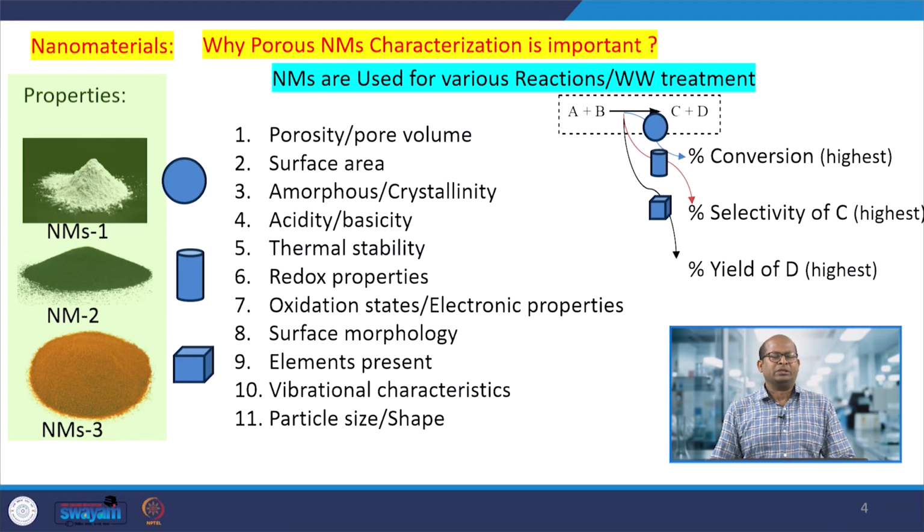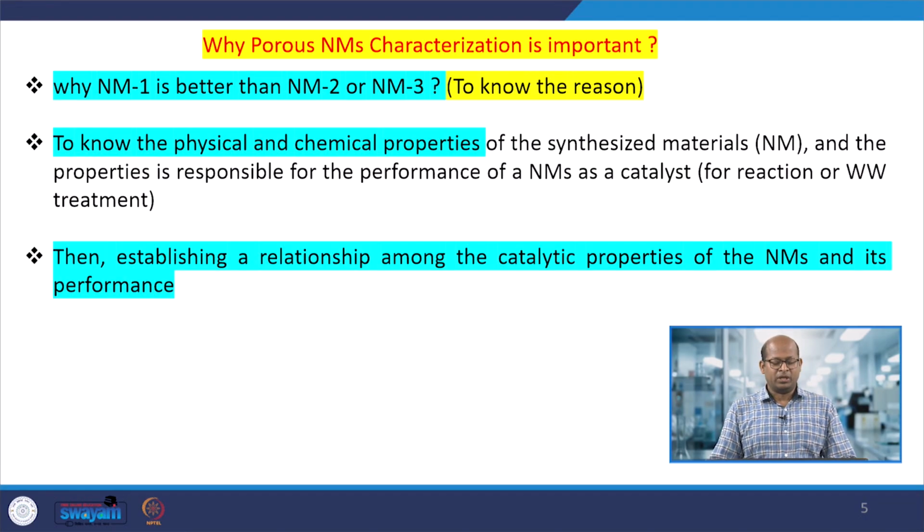If you are able to increase a specific property, say high surface area, then the performance improves. Initially the material we are using has, say, very low surface area, and by using some techniques or methods of preparation, if you are able to enhance the surface area, forming smaller particles from large particles, then the performance of the material will increase, meaning we can get high conversions, high yield, and high selectivity of that specific product. So these characterization techniques, the specific analysis techniques, will help us.